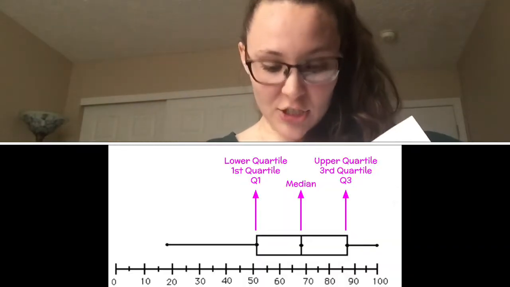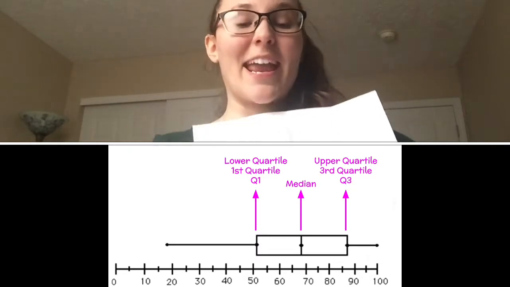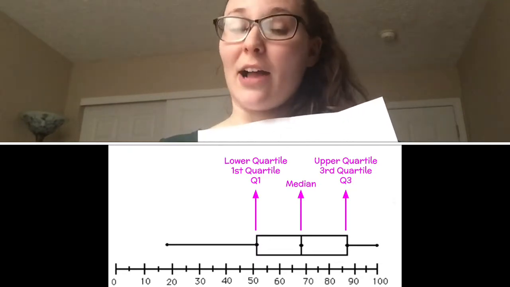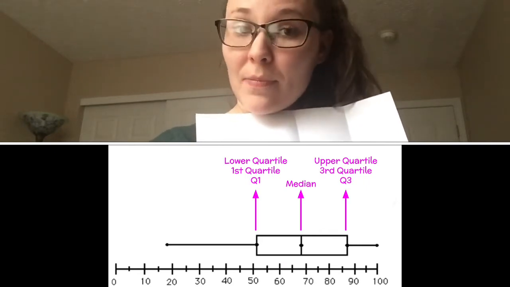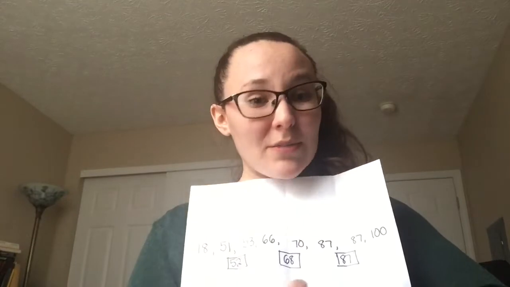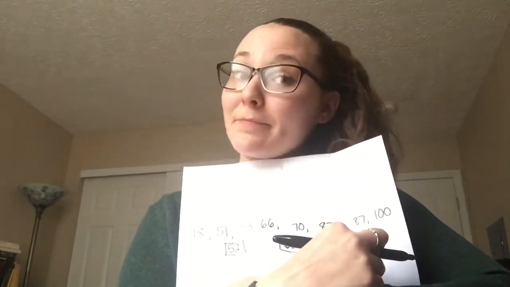So 52 was our lower quartile. 87 is called the upper quartile, or sometimes referred to as Q3, quartile 3. So quartile 1, the median is sometimes called quartile 2, and then the upper quartile is called quartile 3.